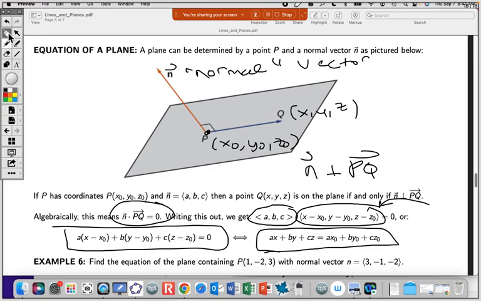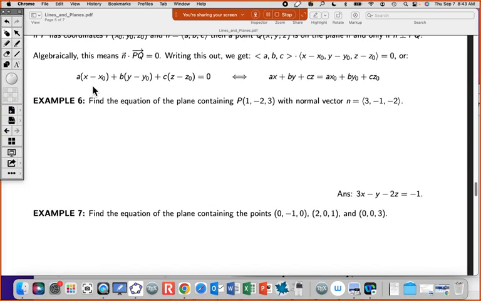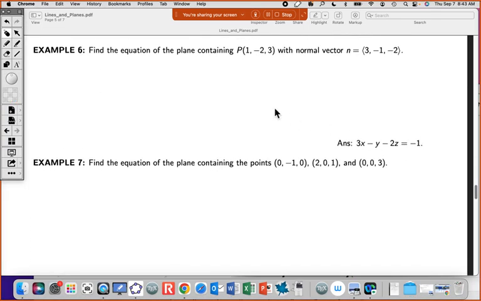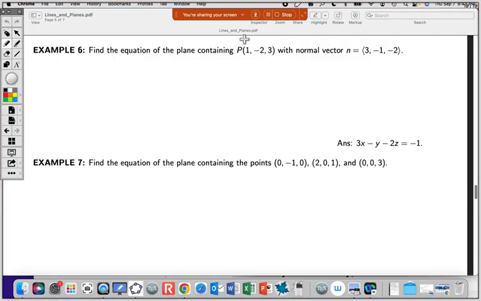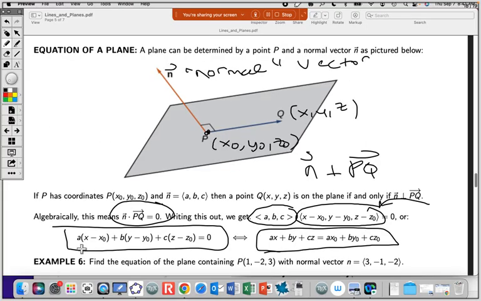But let's do a quick example here to make sure we understand how these formulas work. Find the equation of the plane containing the point P, 1, negative 2, 3, and the normal vector 3, negative 1, negative 2. So we got x naught, y naught, z naught there. That's our particular point. The n, these are the directions, A, B, C. And just like with lines, notice, you see what's happening here? The components of the vector are the coefficients of the variables.